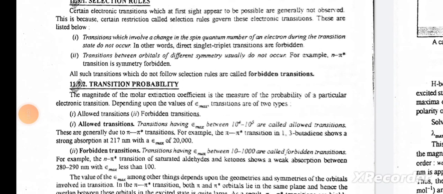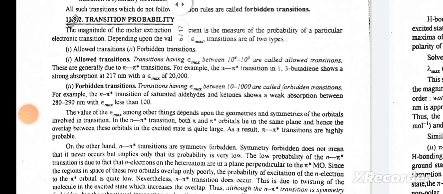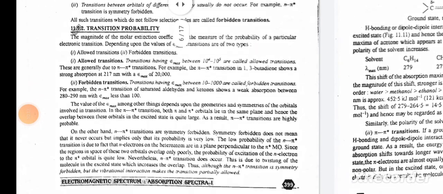Transitions between orbitals of different symmetry usually do not occur. For example, n to pi star transition is symmetry forbidden. All such transitions which do not follow selection rules are called forbidden transitions. Transition probability. The magnitude of the molar extinction coefficient epsilon is the measure of the probability of a particular electron transition. Depending upon the value of epsilon, transitions are of two types: allowed transitions and forbidden transitions.